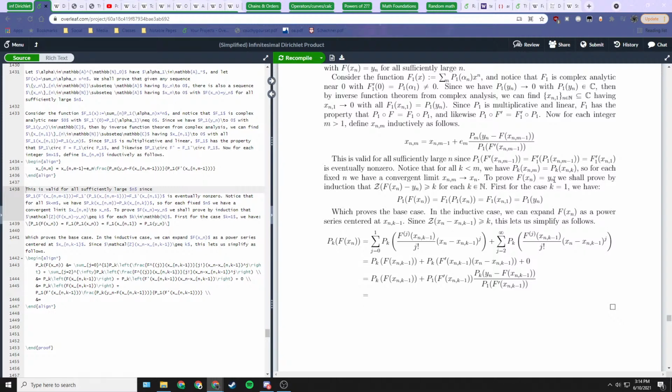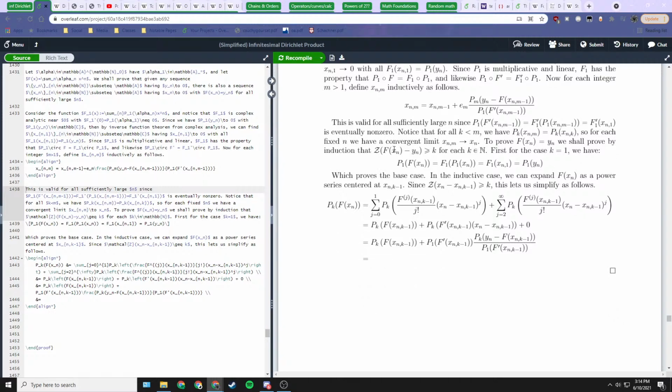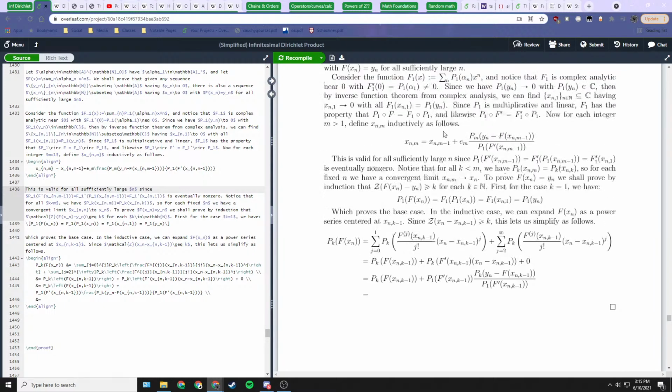So to prove that we have f xn equals yn, we're going to prove that this z value is greater than or equal to k. So the first thing we do is we take the base case k equals 1. So we just have p1 of f at xn is f1 at p1. So this is the observation we had made, this one and this one. So p1 of f at xn is f1 at p1 at xn, but p1 at xn is just xn1. So this is f1 at xn1, and we had selected xn1 with this property that it's equal to p1 of yn.